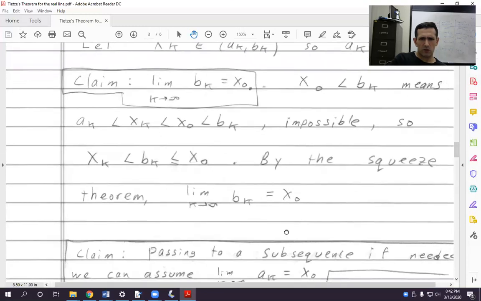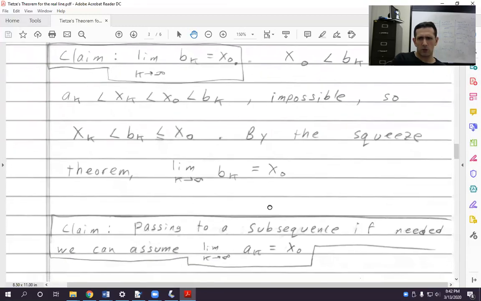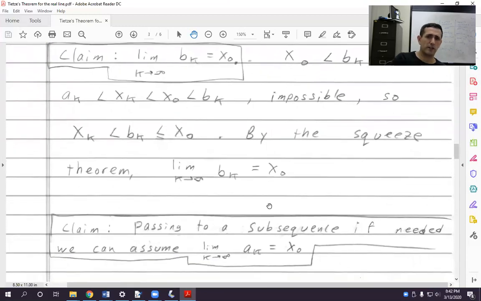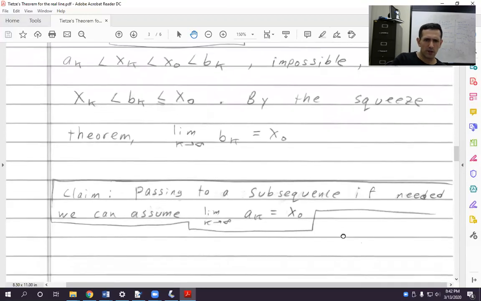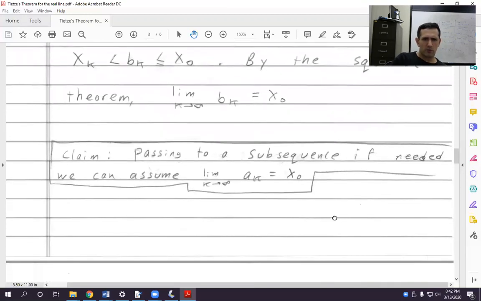Okay, so same kind of arguments, we're going to find a further subsequence of the AK where that subsequence converges to x0. So again, we're going to use the same notation. We're not going to use subsequence notation. There's really no need to. Okay. So how do we prove that?